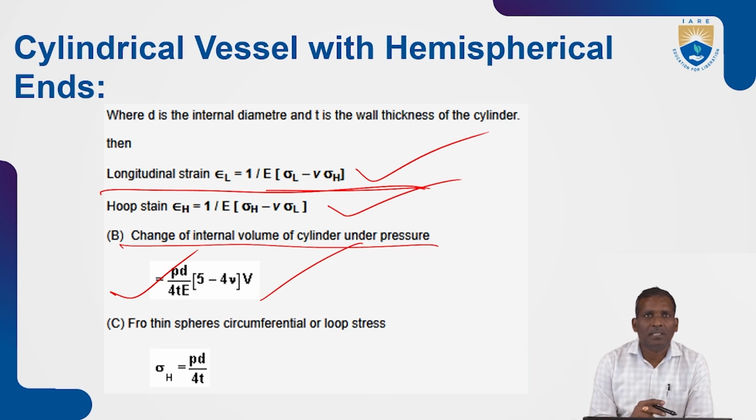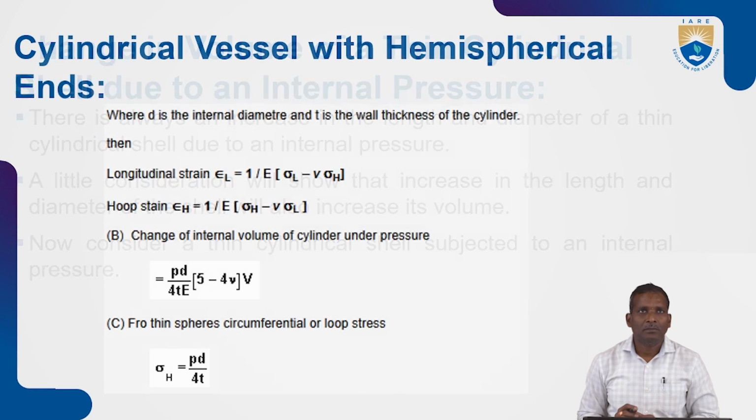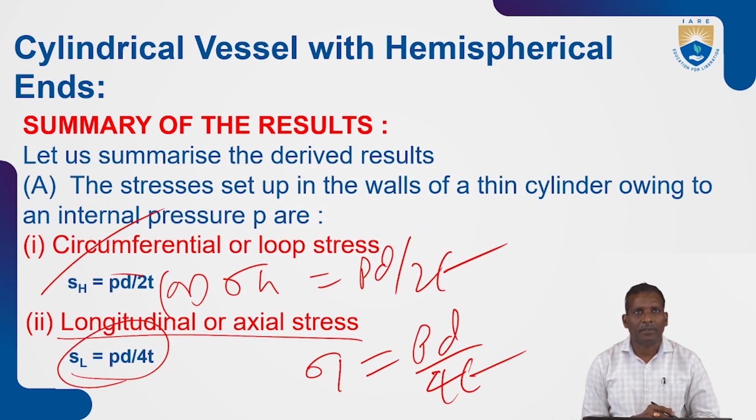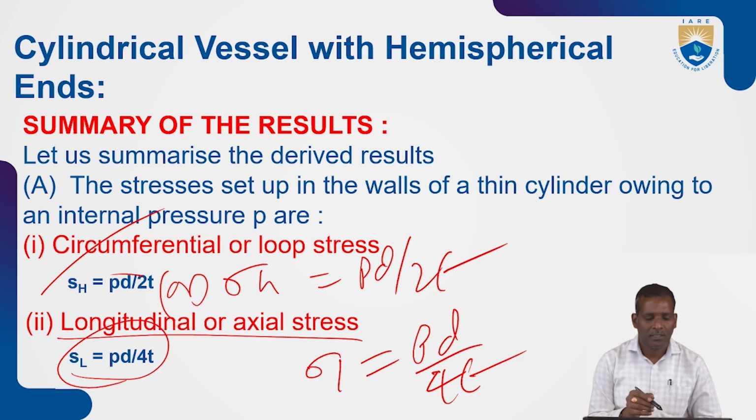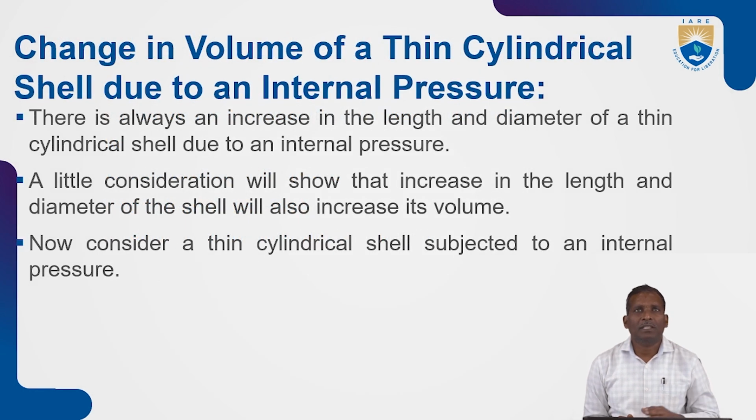So here is the change in internal volume of cylinder under pressure. From the thin shell, the circumferential or hoop stress is PD by 2t, which we have already seen in a previous equation, and sigma L is the longitudinal stress. Now, what is the change in volume of a thin cylindrical shell due to an internal pressure?